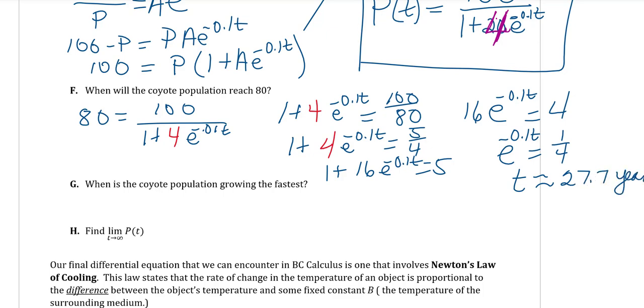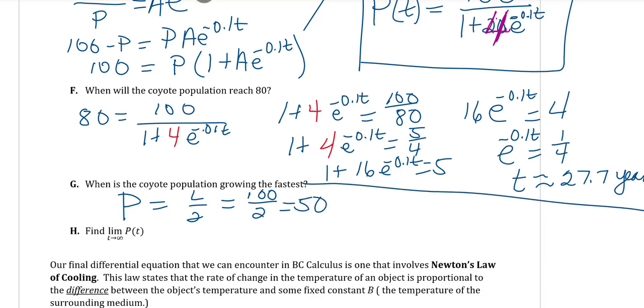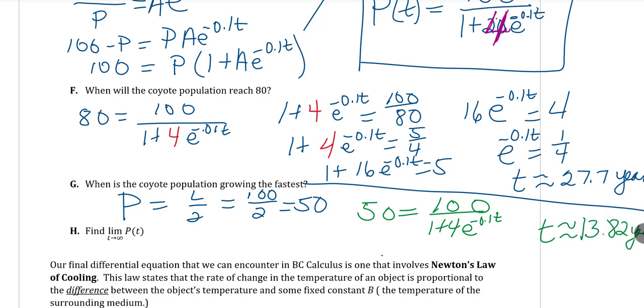Okay, so when is it growing the fastest? Remember, that is when P is equal to L over 2. So that is going to be 100 over 2, which would be 50. And then what you're going to do is go through the same process here, substituting 50 in our equation and solving for t. When you do that, you can go through and do that yourself and double check my answer. You should get 13.82 years.